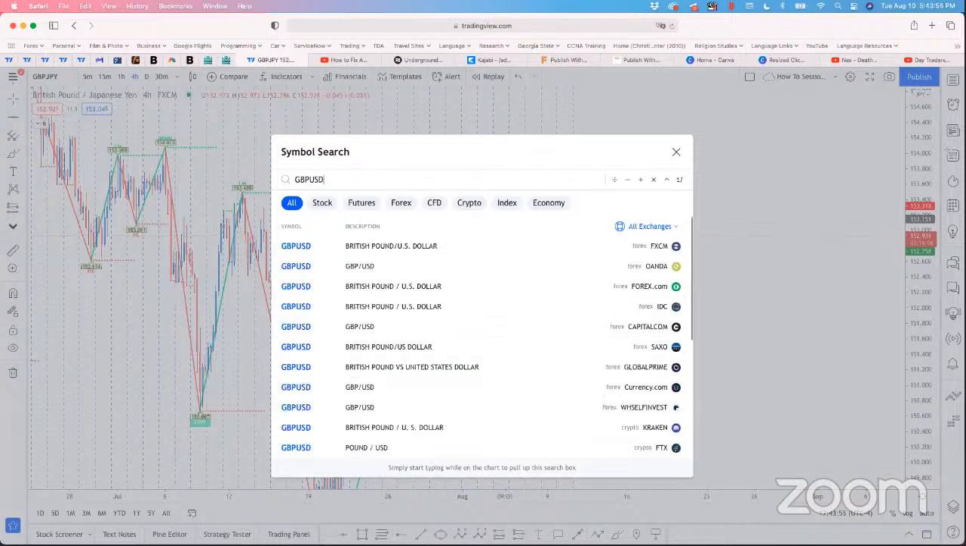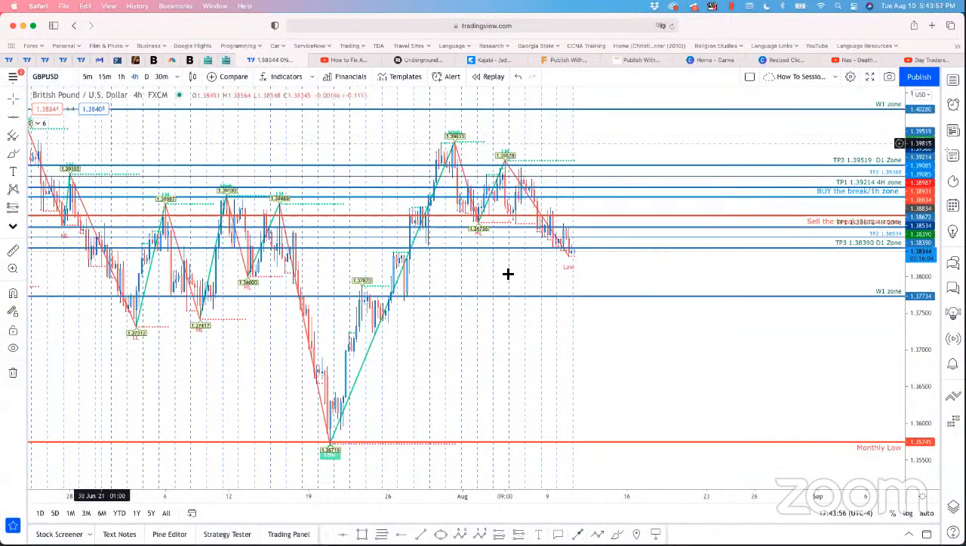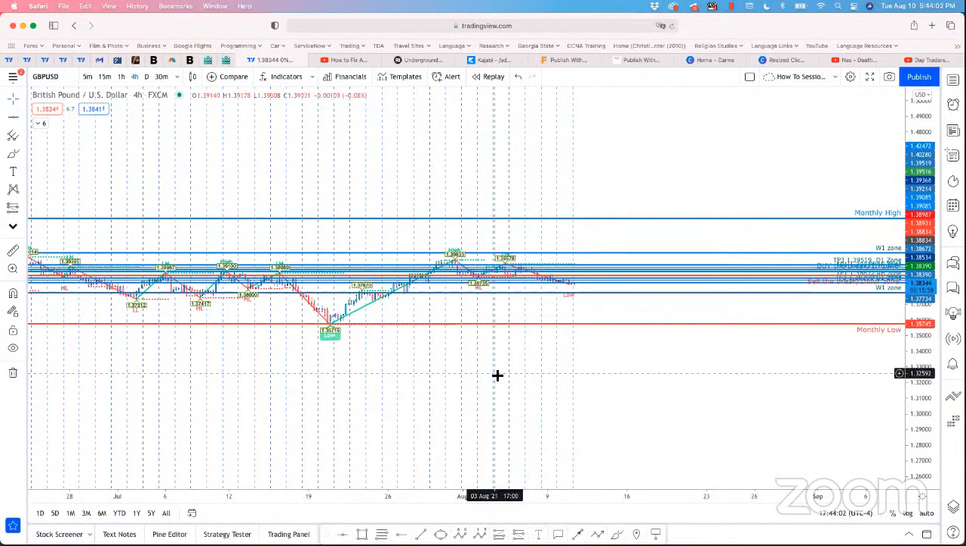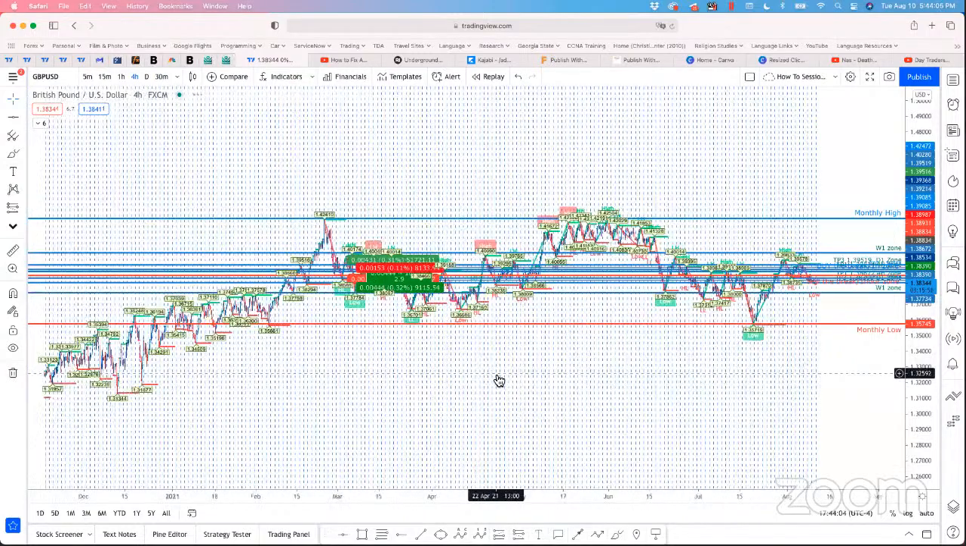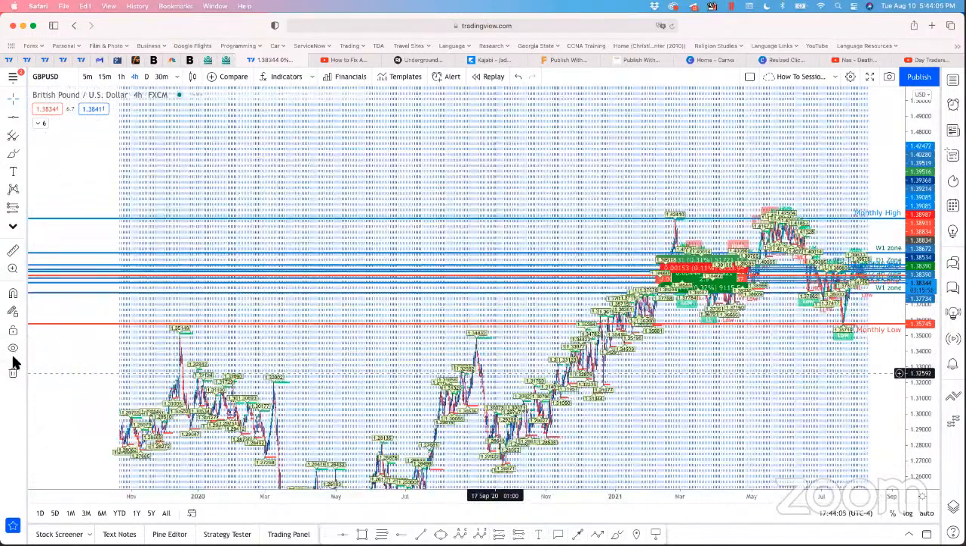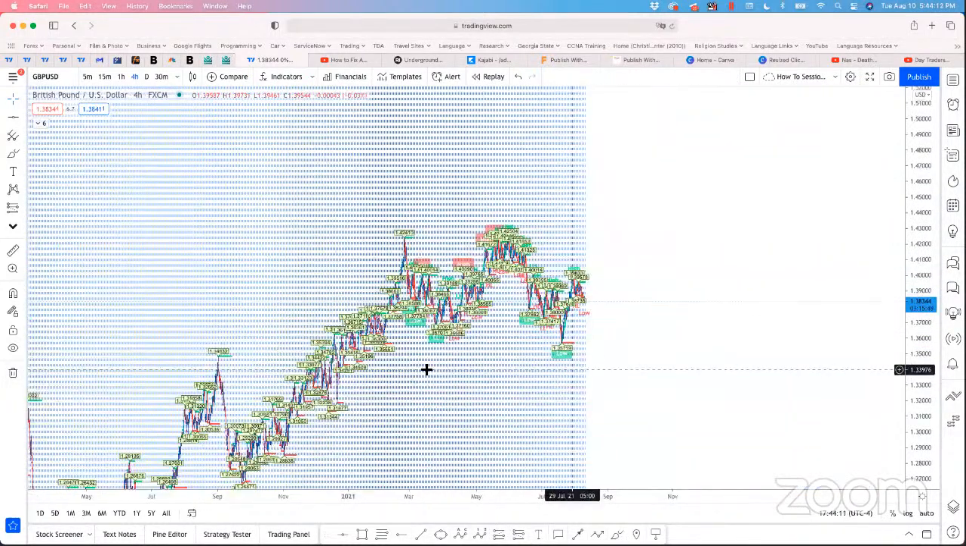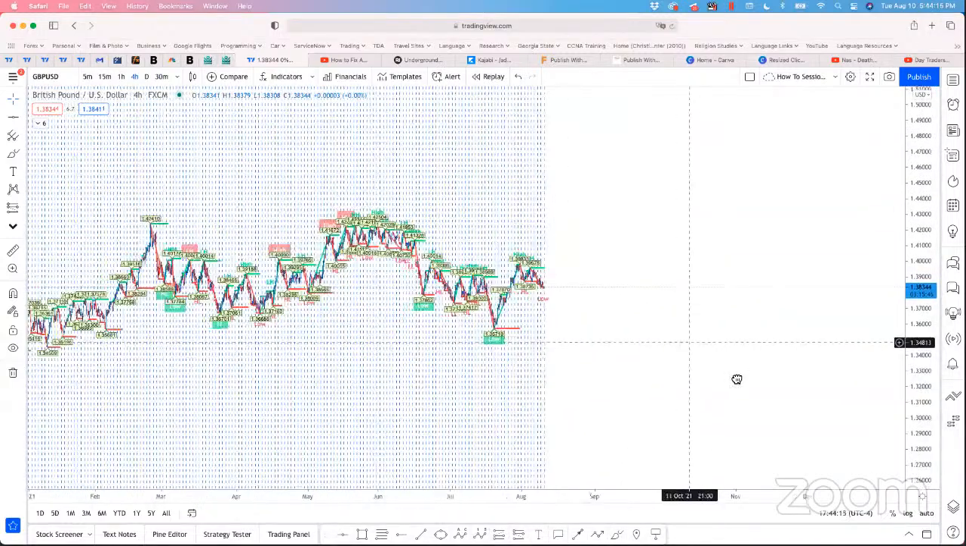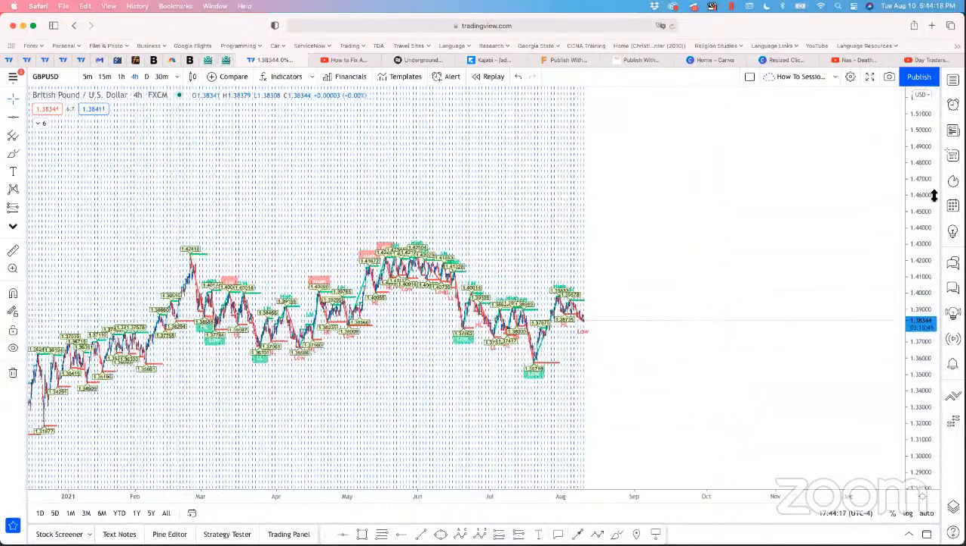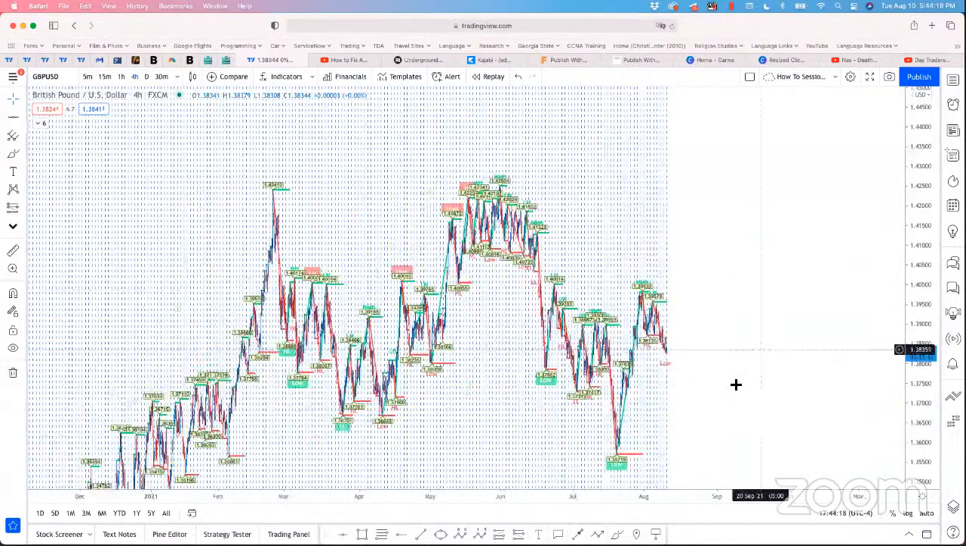Let me just double check this. Yeah, I think it's either GU or GJ. Let me clear this stuff off of here. I don't know why I can't find it. GU, you got to trade. GU's got something about to happen because of the dollar.